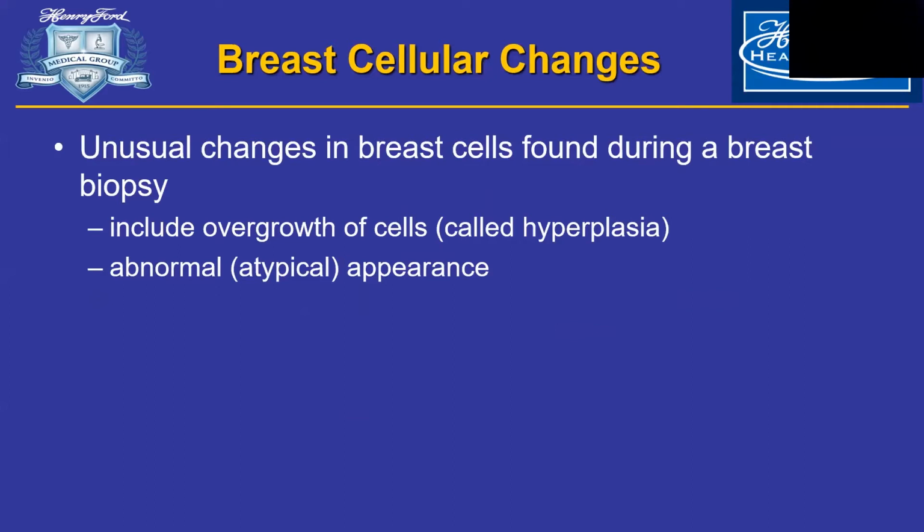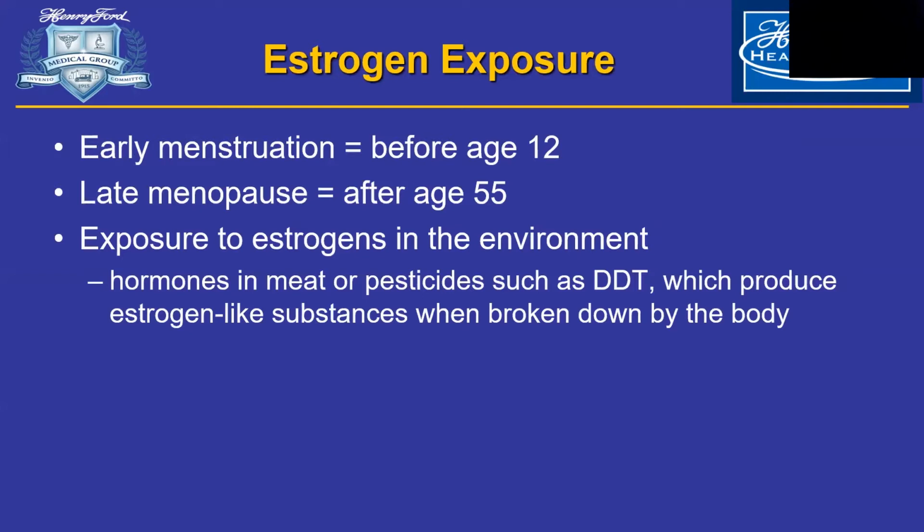Breast cellular changes. Unusual changes in the breast cells found during a breast biopsy. So these changes can be a risk factor for developing breast cancer. They include overgrowth of the cells, something we call hyperplasia, as well as abnormal or atypical appearance of cells. Again, estrogen exposure that you can't control, early menstruation, so before 12, late menopause after 55, and exposure to estrogens in the environment, such as pesticides, which produce estrogen-like substances when broken down by the body.